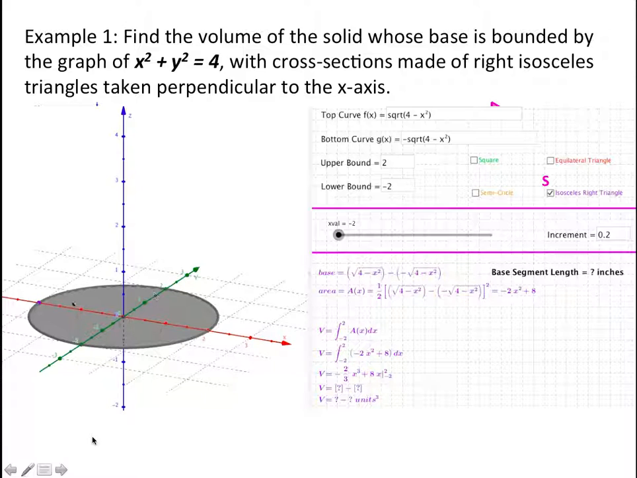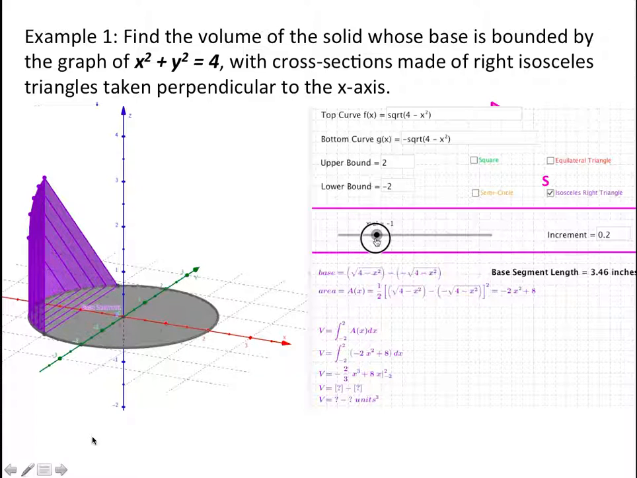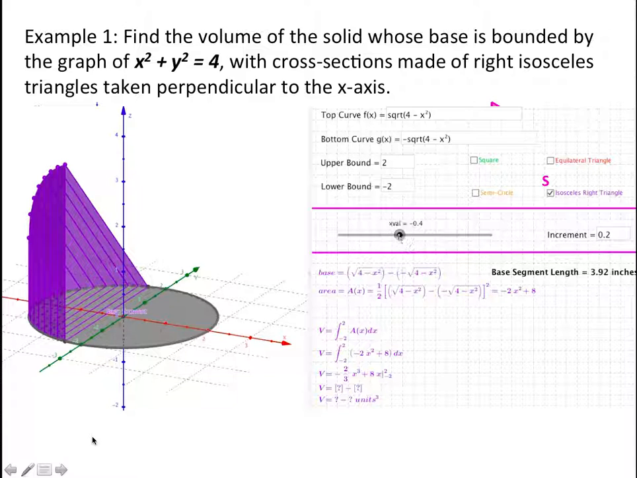So as we sweep across here, I'll keep the increment at 0.2, so we'll have 5 triangles per unit here. So we'll have a total of 5, 10, 15, 20 triangles across here. So looking at building the solid, we can see that as we sweep across the base of that circular base, these triangles are getting taller and taller.